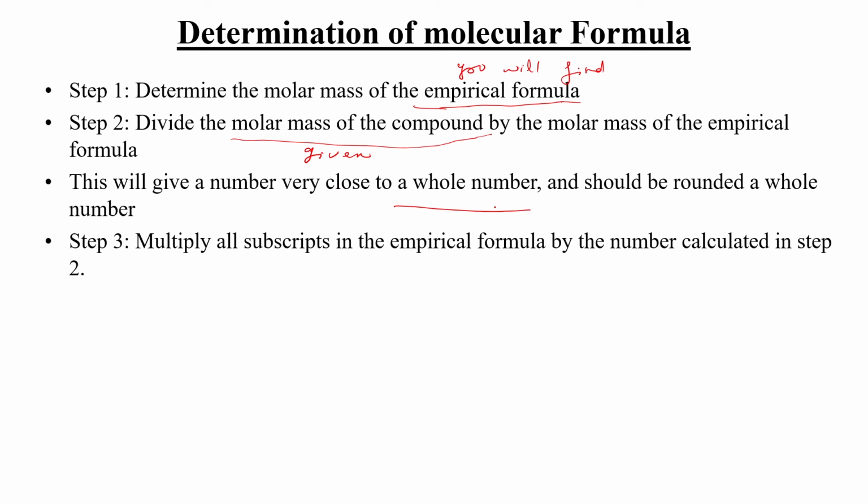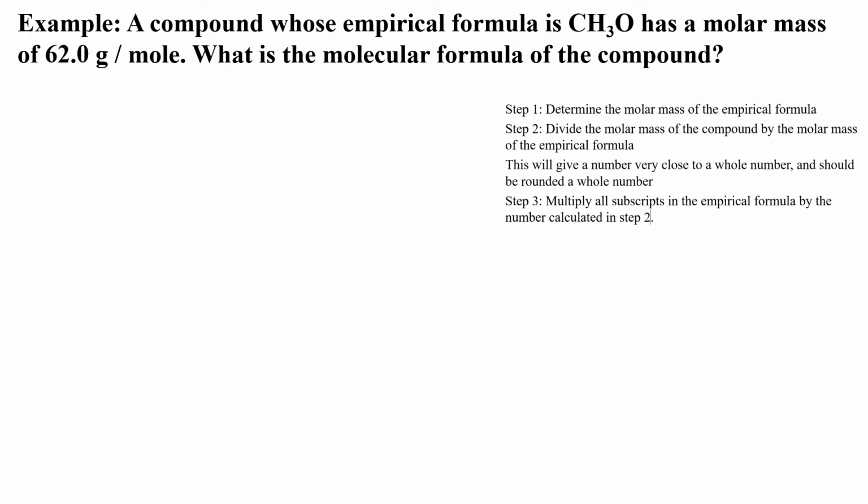You are not going to do the multiplier thing that you did in the last empirical formula problem. It will already be very close to the whole number. You will just round it to the whole number and multiply all the subscripts in the empirical formula by the number you calculated in step number 2. So let's do the practice here.